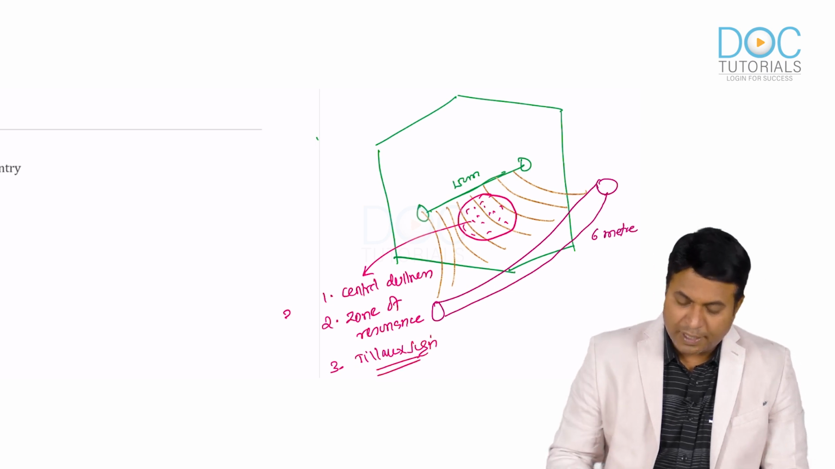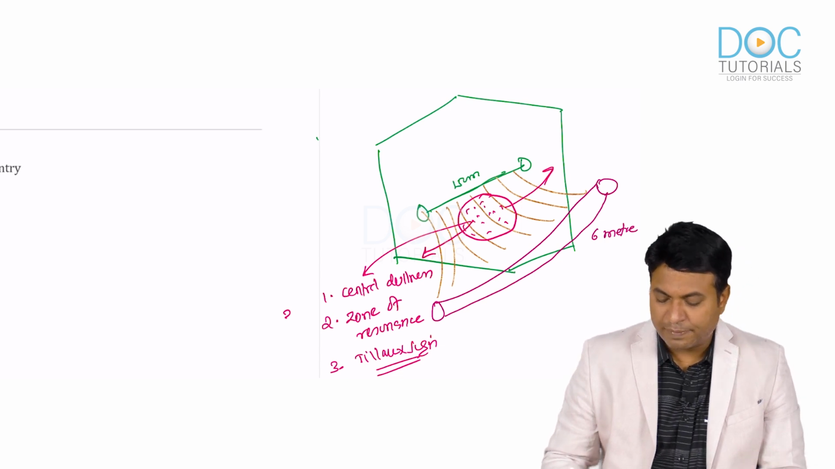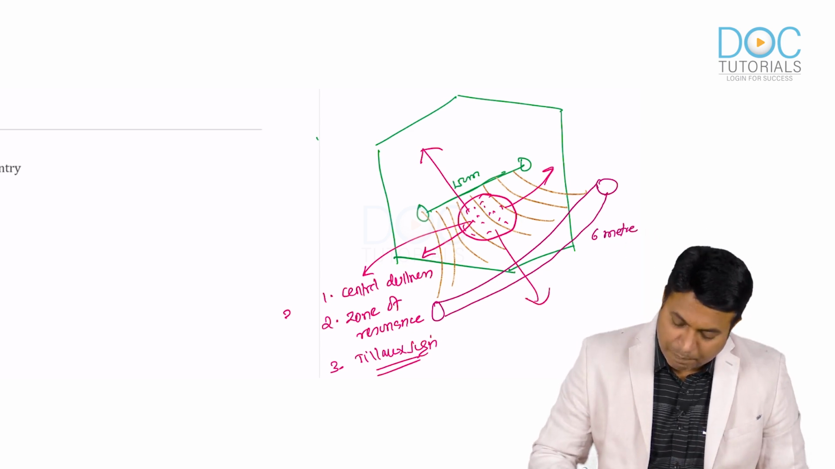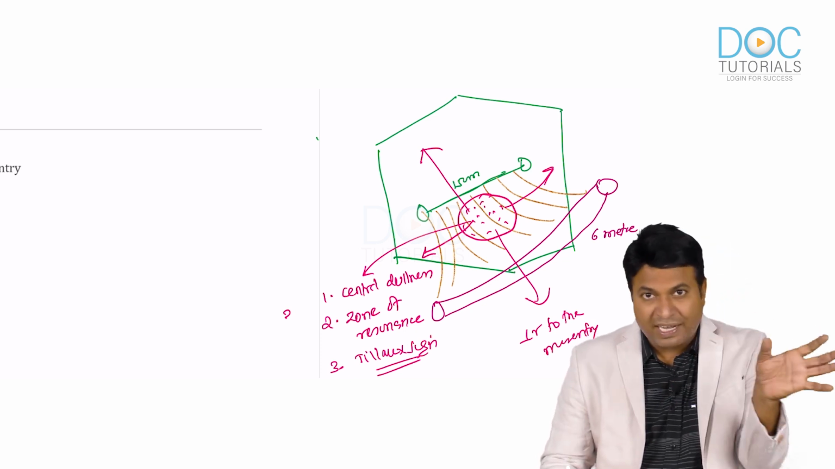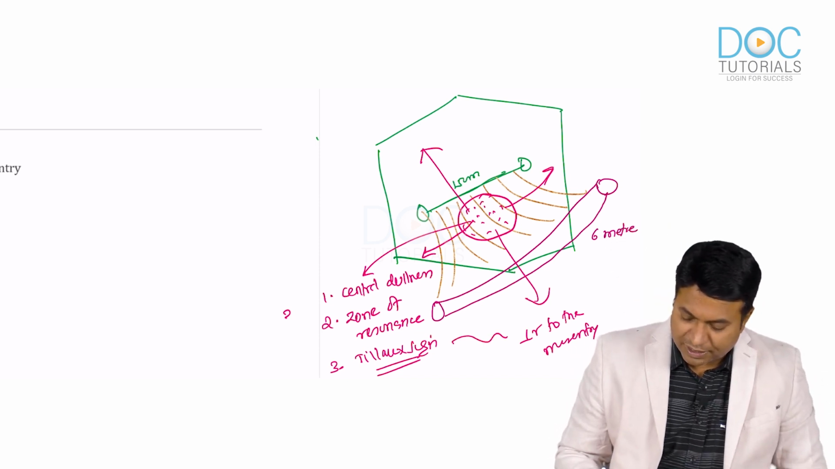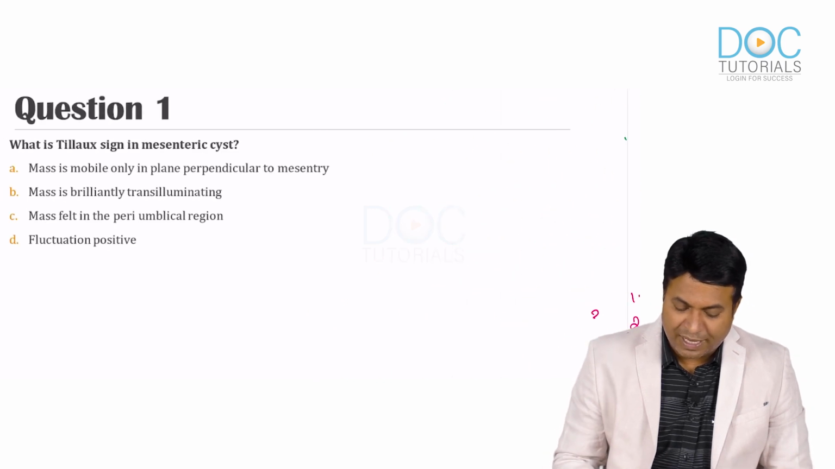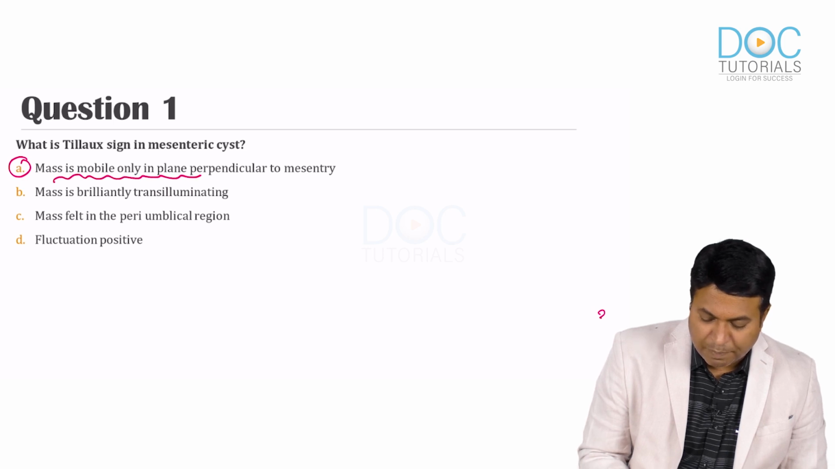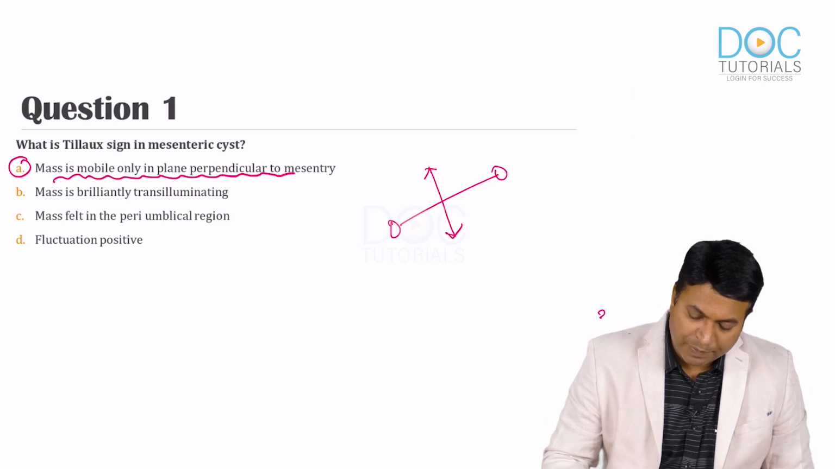In this condition, I can move the cyst like this or like this. Which way can I move the cyst? You can see I can move the cyst perpendicular to the mesentery only. I cannot move it sideways, but if this is the root of mesentery, I can move it perpendicular to the mesentery. That is known as Tilak sign. Tilak sign is movement of the cyst perpendicular to the mesentery. The mass is mobile only in the plane perpendicular to the mesentery. That is, this is the root of mesentery, so the mass can be mobile in this direction only.